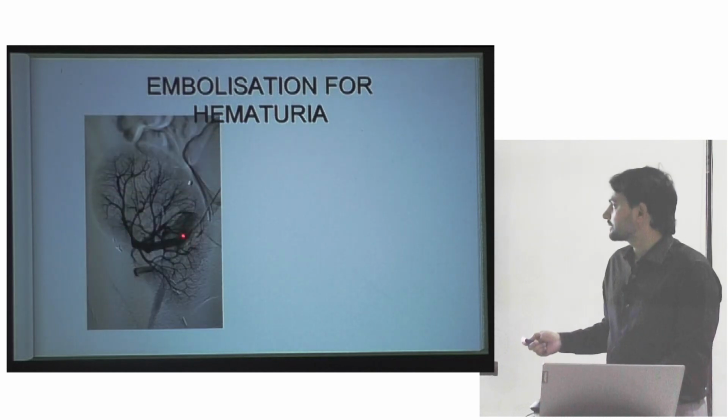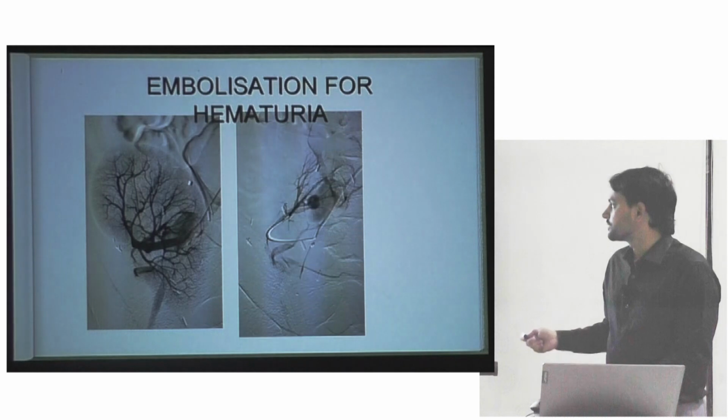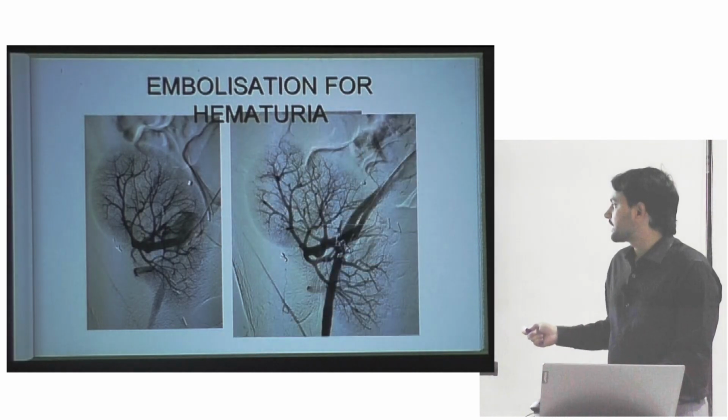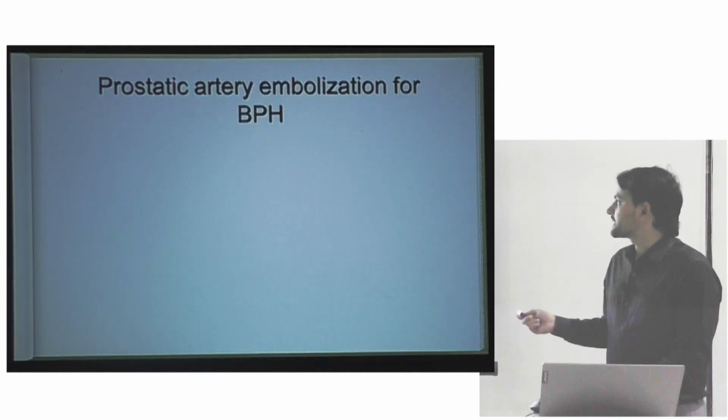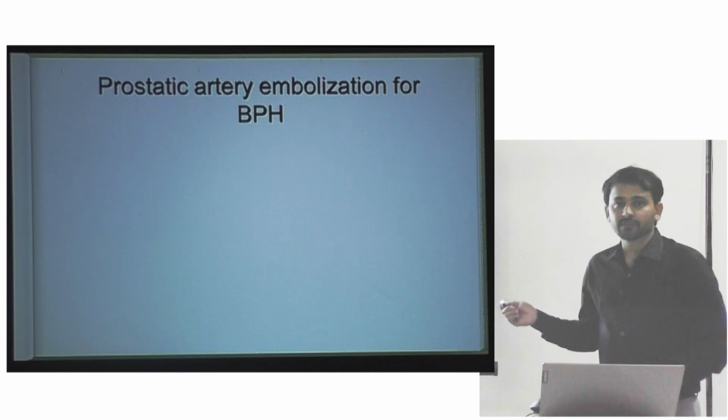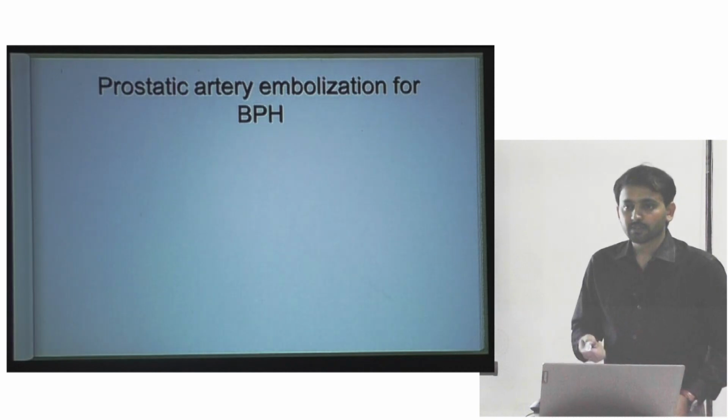This is one condition where there is a pseudoaneurysm from the renal artery, and post procedure coils are deployed. And prostatic artery embolization for BPH. This is one of the emerging procedures.